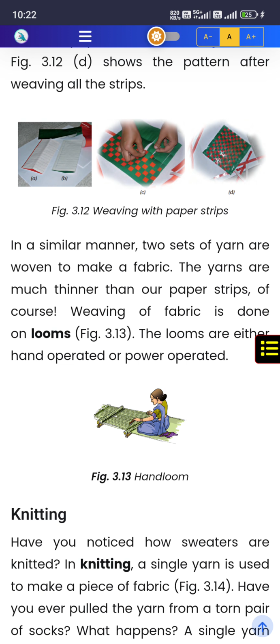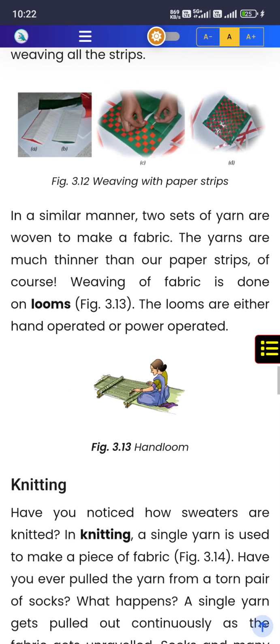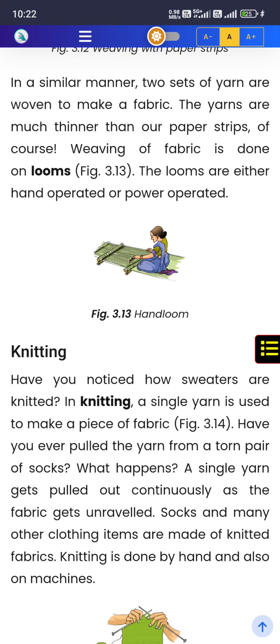Weaving of fabric is done on looms. The looms are either hand operated or power operated, and this is what a hand loom looks like. And if you want to see what a machine loom looks like, you have to search on YouTube.